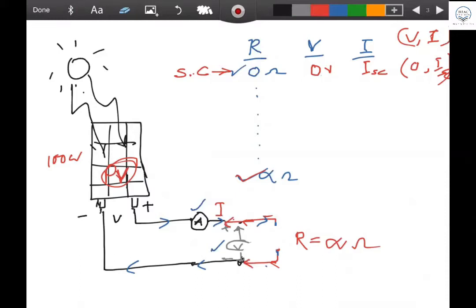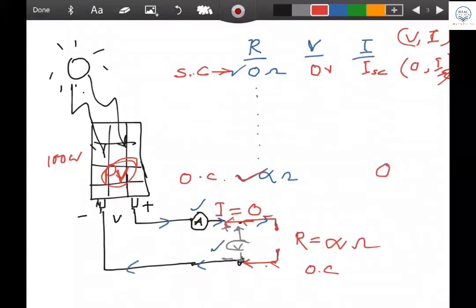Infinity means high resistance. High resistance means open. There will be no current flow. What do you call this one? Open circuit, sir. So this is the open circuit case where I is what? What will be the current flow? Zero. So I is 0 ampere. So it is your open circuit condition, and I is 0 ampere.